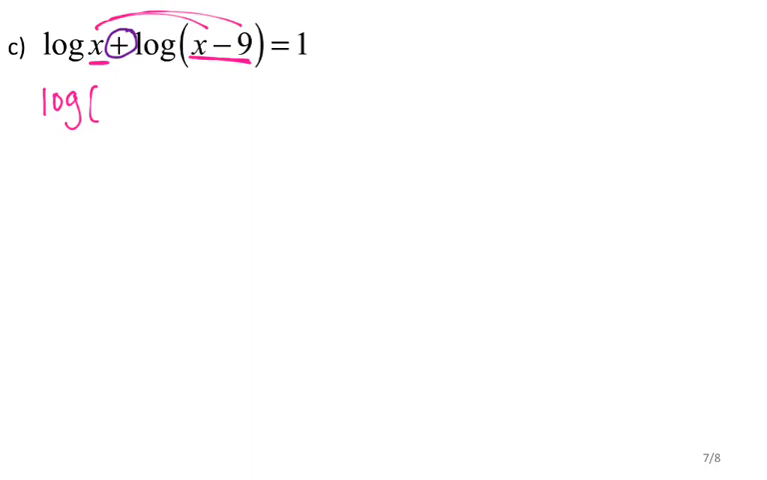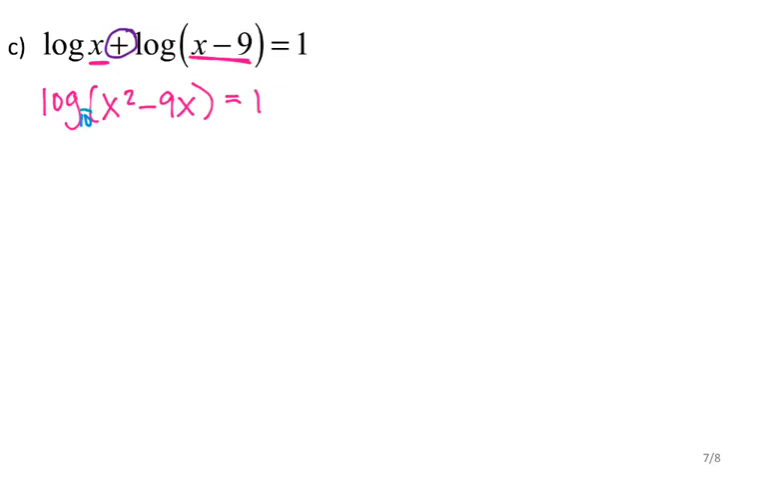X times x is x squared. X times negative 9 is negative 9x equals 1. Now if I look at the form, I have log equals a number, which means I want to change it to exponential form. But my logarithm doesn't have a base. If your logarithm doesn't have a base, it's automatically a base 10.